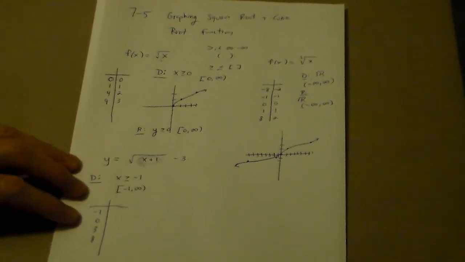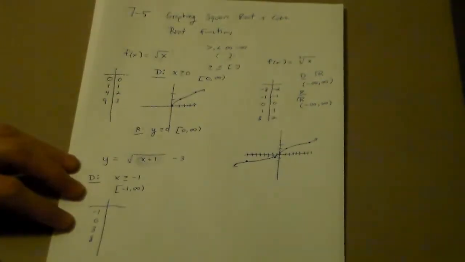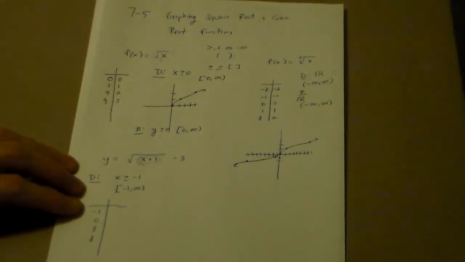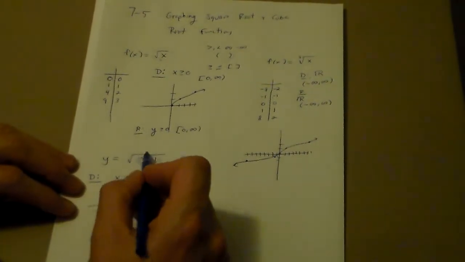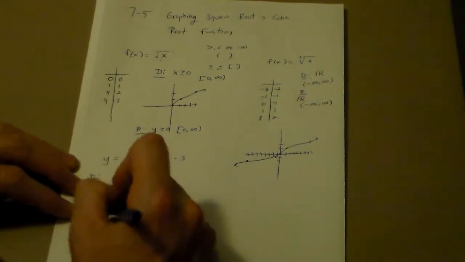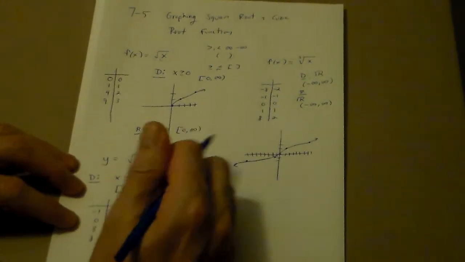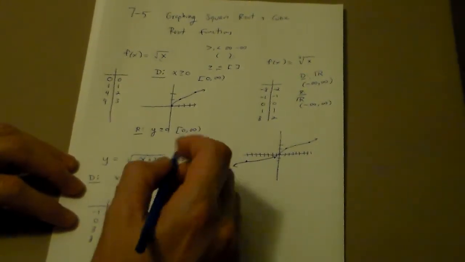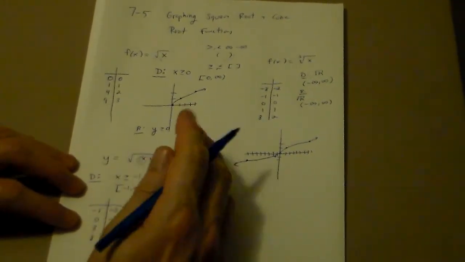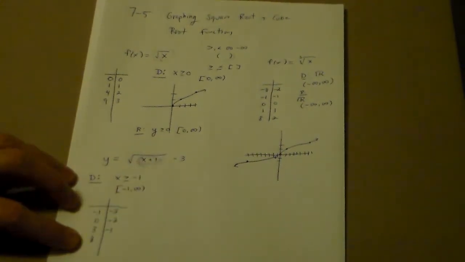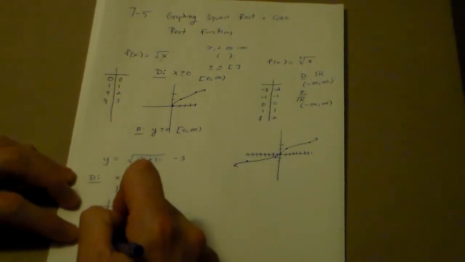Now you can pick anything you want here. If you want to pick other numbers and have decimals and break out your old calculator, that's fine. Okay, so let's plug a -1 in. -1 plus 1 is 0. The square root of 0 is 0, and 0 minus 3 is -3. Let's plug a 0 in. 0 plus 1 is 1. The square root of 1 is 1, and 1 minus 3 is a -2. Plug a 3 in. 3 plus 1 is 4. The square root of 4 is 2. 2 minus 3 is a -1. 8. Okay, 8 plus 1 is 9. Looks like that's going to be 0.